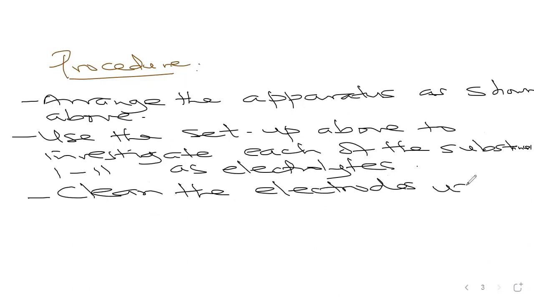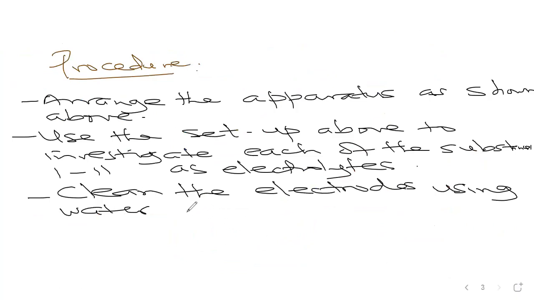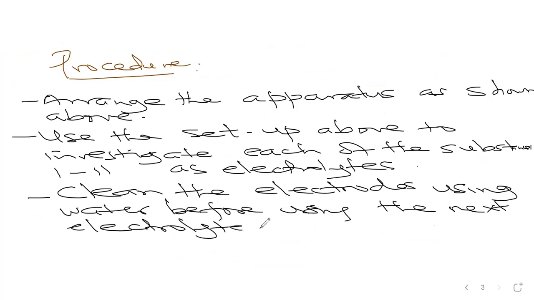Clean the electrodes using water. Whenever you're going to use another electrolyte, for example, you're going to replace sodium chloride solution here with ethanol, make sure you've cleaned these electrodes such that they have no traces of sodium chloride or products formed after electrolysis of sodium chloride on them. I hope that's very clear. Clean the electrodes using water before using the next electrolyte.